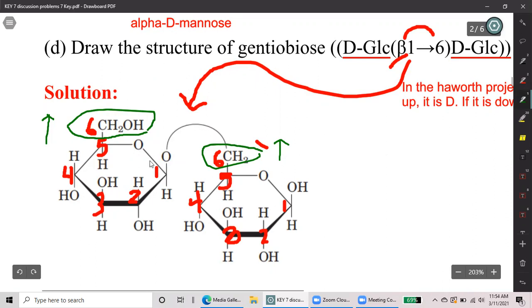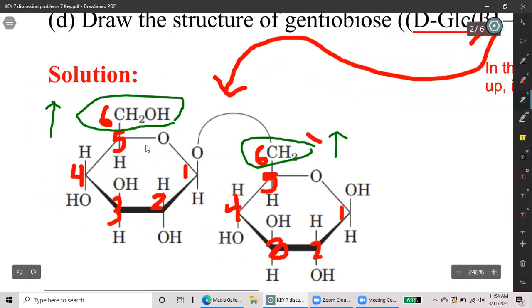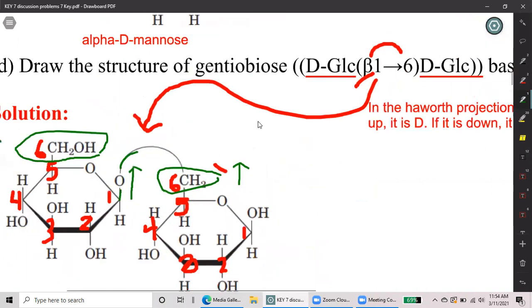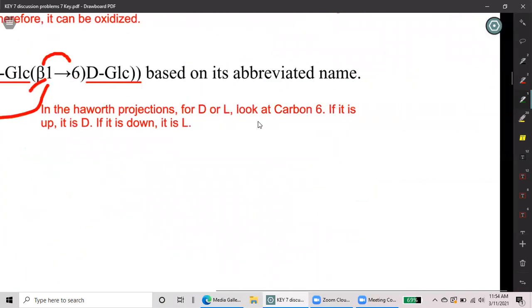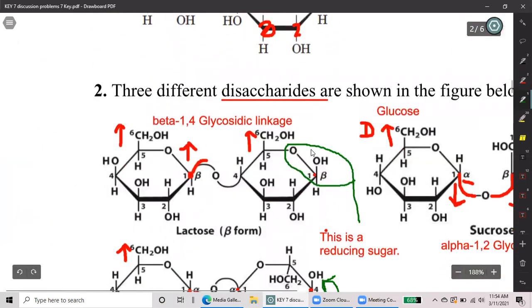Now, it has to be beta. So what does it mean when something is beta? It means that they should be going in the same direction as carbon number 6. So our carbon number 6 was going up. And if this is going to be beta, then this link, this alcohol group that was right here, should also be going up. And so you can see that it goes up. So that's how you draw that. And that's a beta bond. And that's it. That's all. So you can see that once you get to know your rules and your definitions, it's easy.